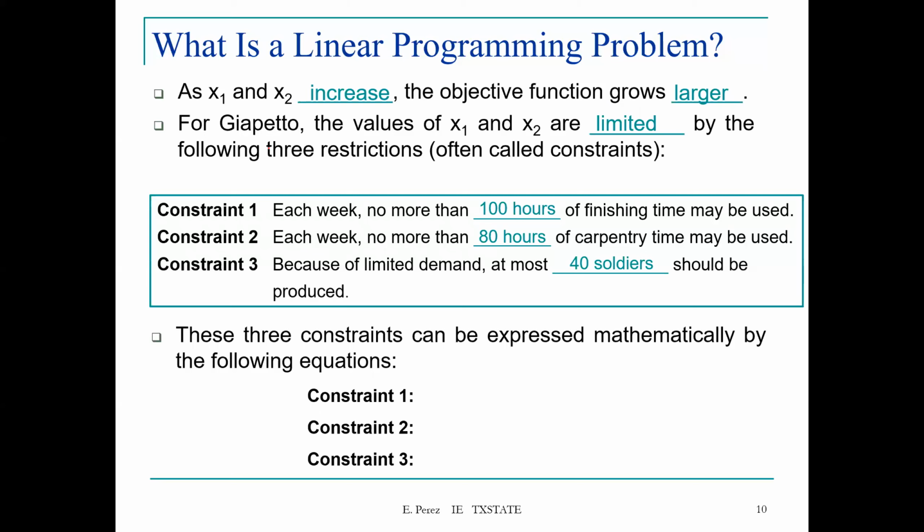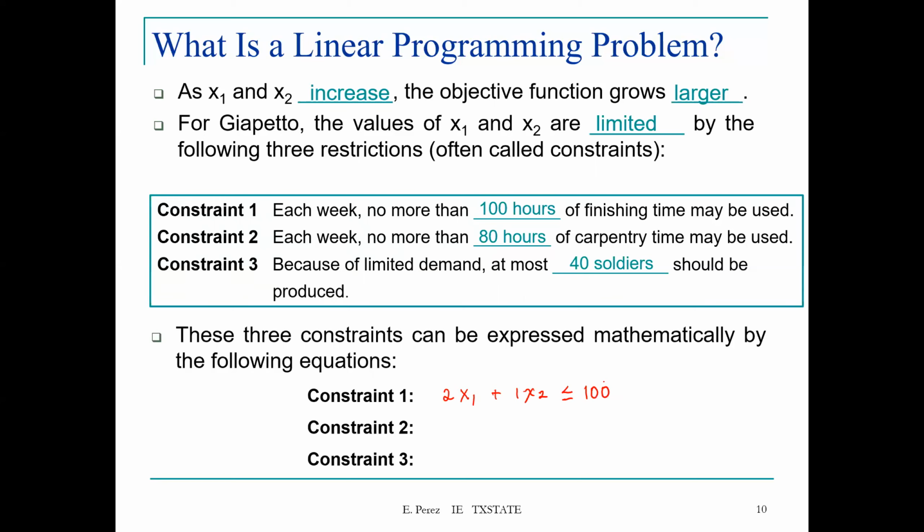Equation number one, or constraint number one, is a linear equation. We know that in terms of finishing time, the soldiers require 2 hours. So each soldier will require 2 hours, and each train is going to require only 1 hour. And we know that the summation of those two has to be less than or equal to 100, which is what we have available.